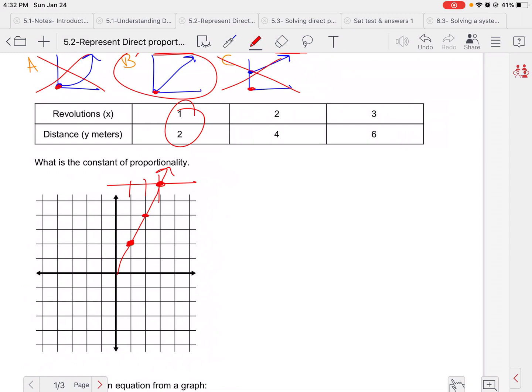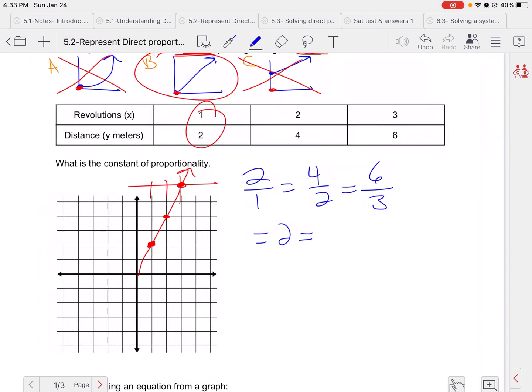Okay. We want to find the constant of proportionality. Well, earlier in this chapter, we would have said, well, I have to do 2 over 1 equals 4 over 2, which equals 6 over 3. And those all equal 2, which is all fine and dandy.